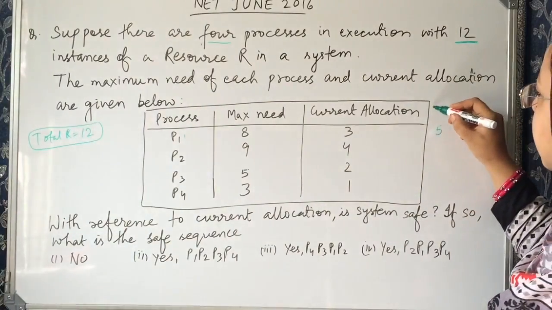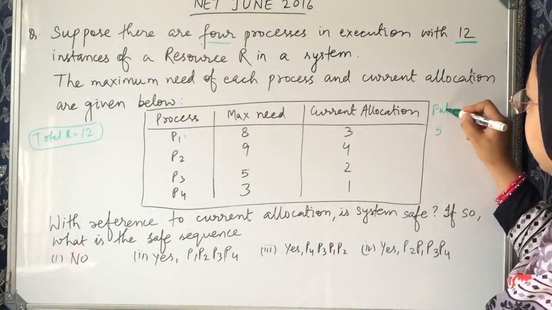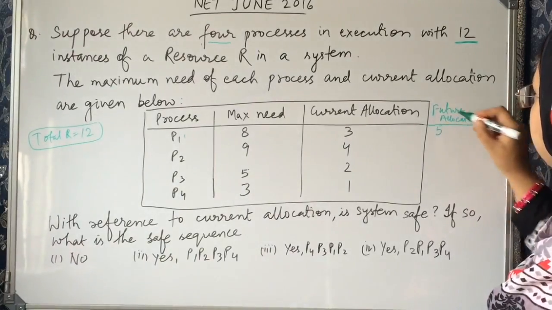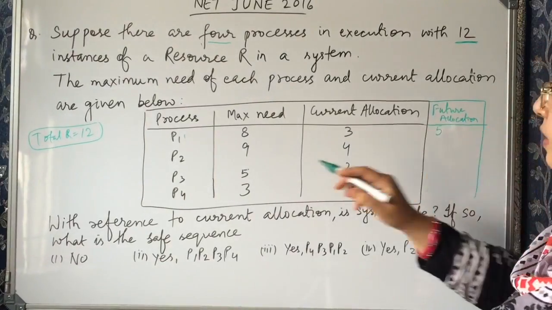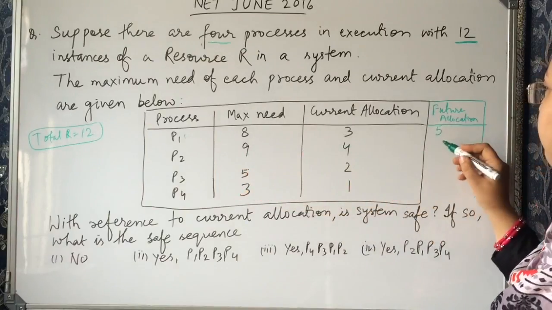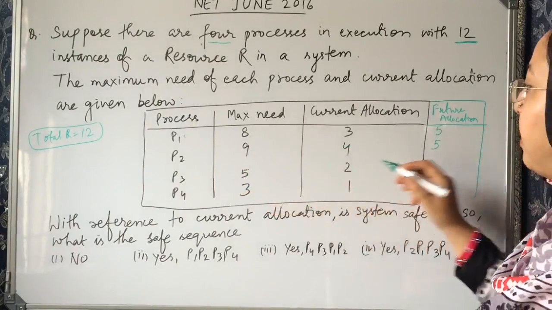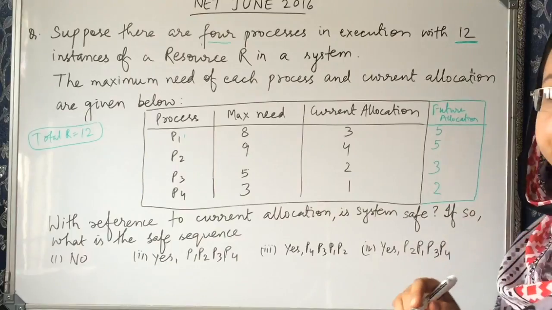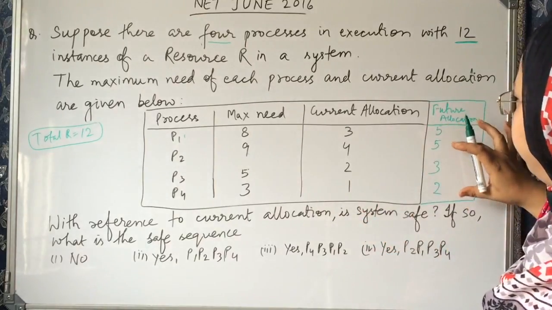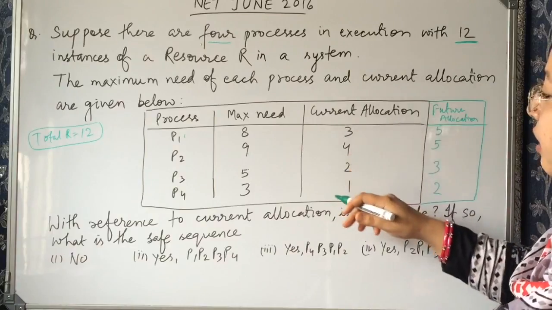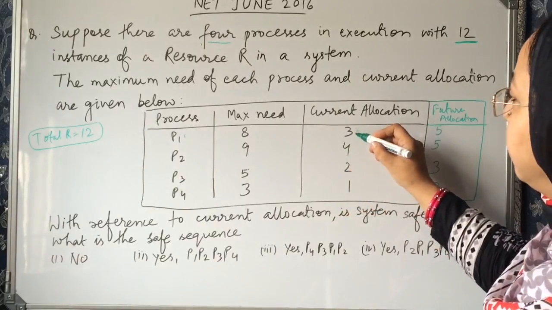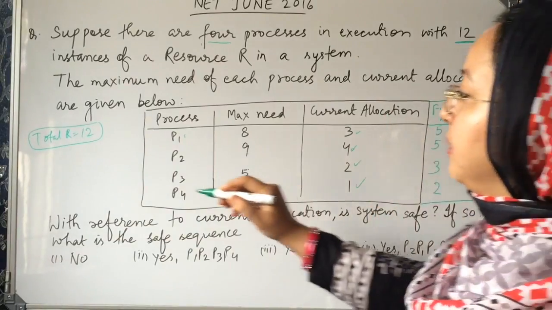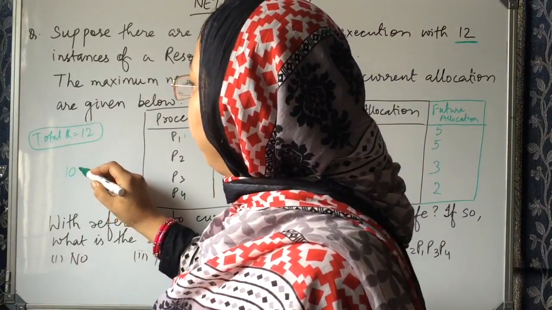We'll calculate these things and name it as future allocation. So 5 for P1; for P2, 9 minus 4 will be 5; for P3, 5 minus 2 will be 3; for P4, 3 minus 1 will be 2. So 5, 5, 3, 2. And we had already allocated 3 plus 4 plus 2 plus 1, which is 7 plus 2, 9 plus 1, 10. This means 10 resources have already been allocated.